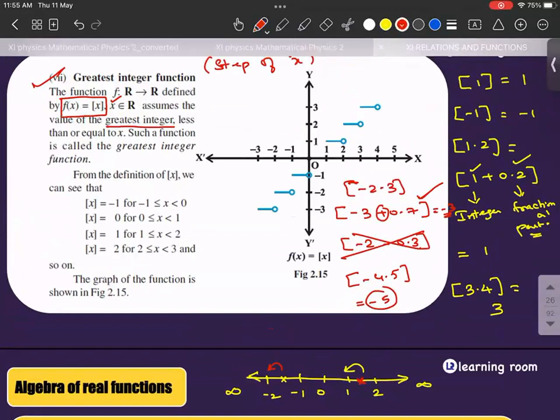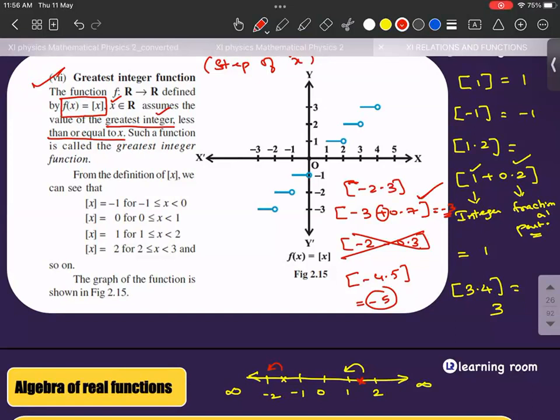So read the statement: greatest integer that is less than or equal to the number itself. When will it be less than? When it is a decimal value. When will it be equal to? When it is an integer value. For example, greatest integer of 1 is 1 only. That is where it is equal to. Whereas greatest integer of 1.2 is 1, which is less than 1.2. That is the meaning of that statement.